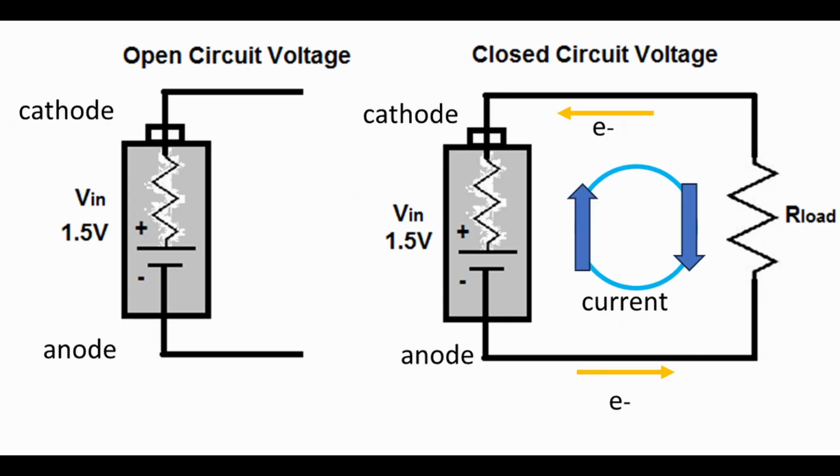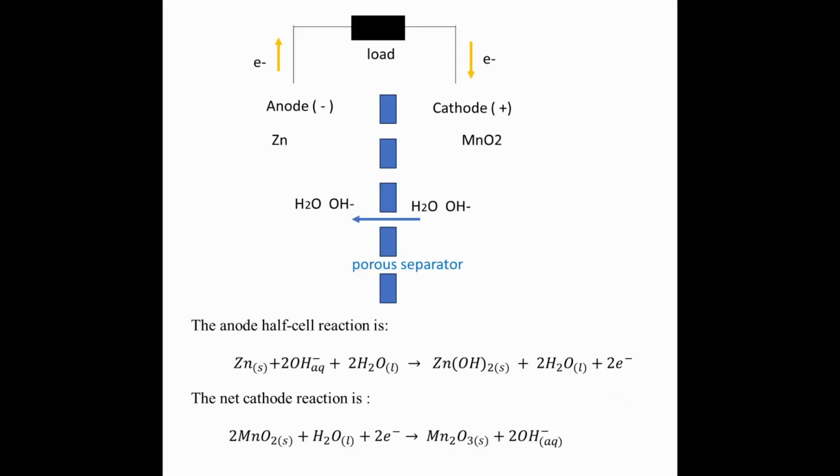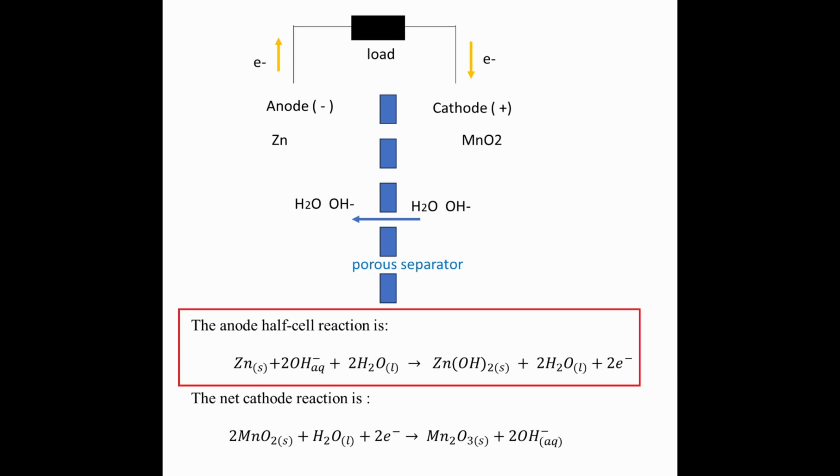The open circuit voltage between the anode and the cathode terminals is 1.5 volts. When the circuit is closed, the electrons flow from anode to cathode. In operation, the zinc in the anode bonds with the hydroxide and water that is carried through the porous electrolyte from the cathode half-cell. The anode half-cell reaction is zinc plus 2 hydroxides plus 2 waters reacts to form zinc hydroxide plus 2 waters plus 2 electrons.